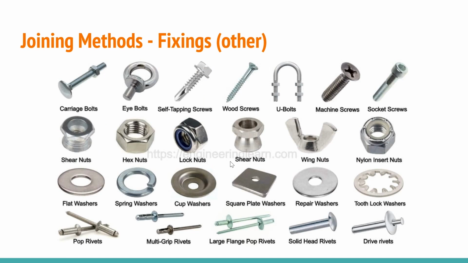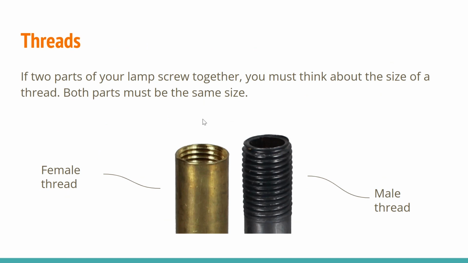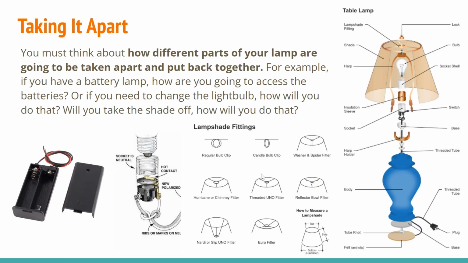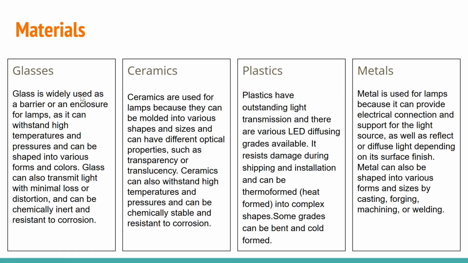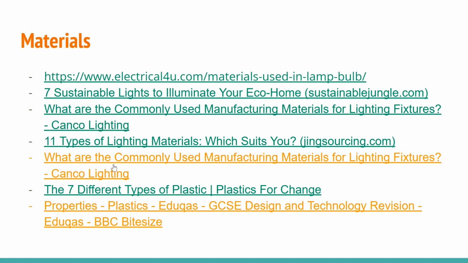There's all these other things, nuts and bolts, rivets that are more permanent, threads. Are you going to screw things together using threads? Taking it apart, do you have a little lampshade fitting that the fabric wraps around? How's that put together? What's it made of? Here's a socket. Function and assembly, what are the parts of a lamp? Materials, here's some basic information about materials. Here's some really good links. So the orange ones are quite good links.